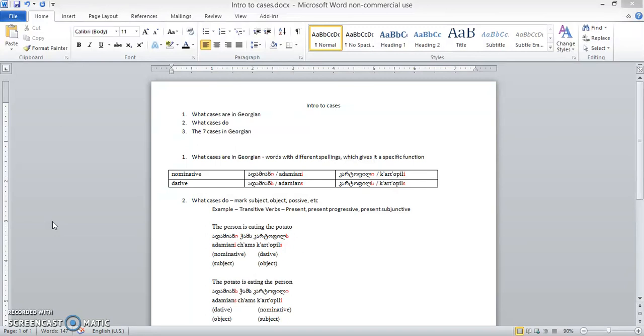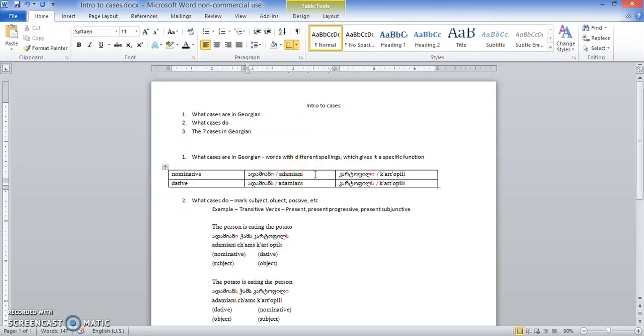Okay, so taking two of the cases in Georgian, the first one is nominative case. If we take the word adamiani, which means person, to make it the nominative case, it's marked by that I there, so adamiani. To make it the dative case, which is a second case in Georgian, we say adamians with an S. We take the word kartopili, which is potato, and to make it nominative, it's marked again with that I, so it's kartopili. To make it dative, we use the S and we say kartopils.